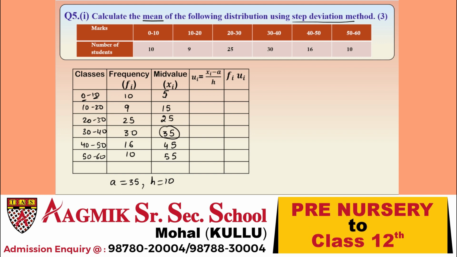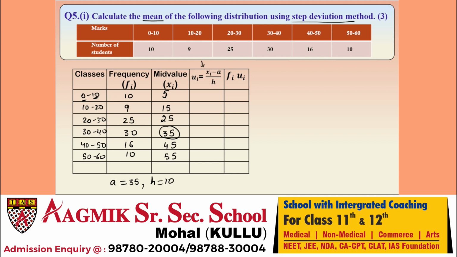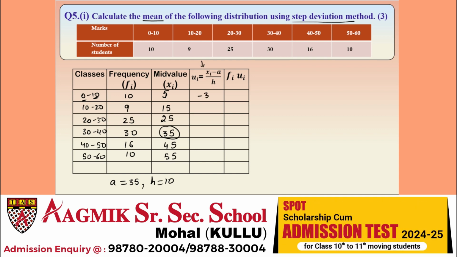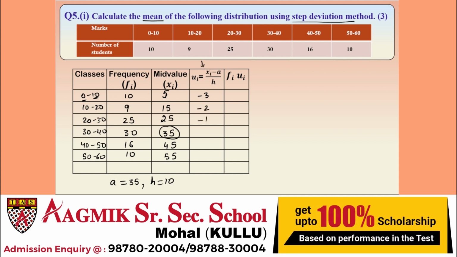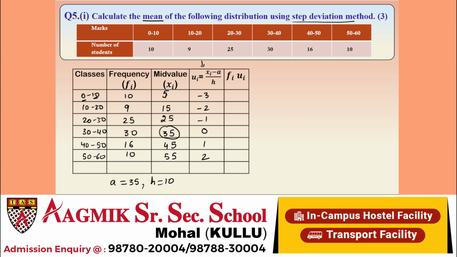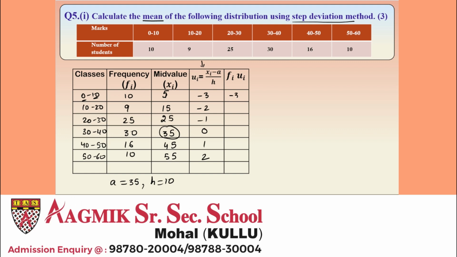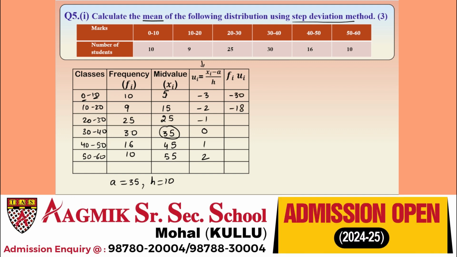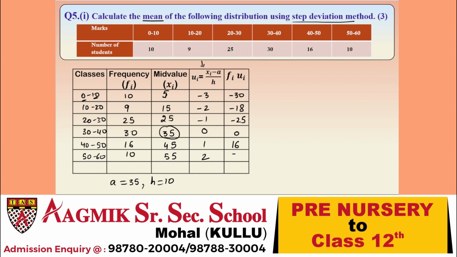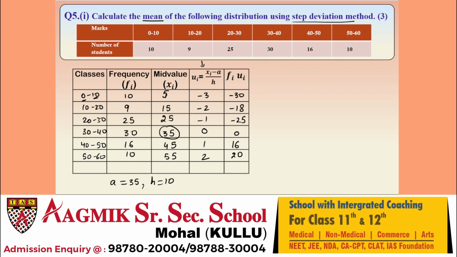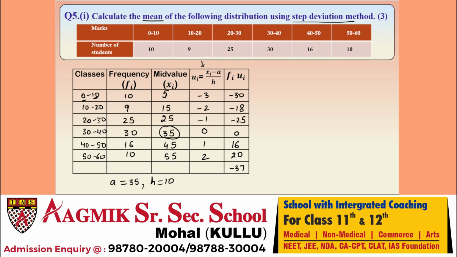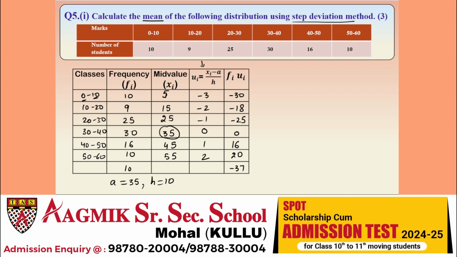So ui we calculate xi minus a over h. So 5 minus 35 is minus 30 upon 10 is minus 3. 15 minus 35 is minus 20 upon 10 is minus 2. Similarly, we have minus 1, 0, 1, 2. Then we multiply fi and ui. So we get minus 30, minus 18, minus 25, 0, 16, and then 20. Now this sum will come out to be minus 37, and sum of all frequencies is 100.